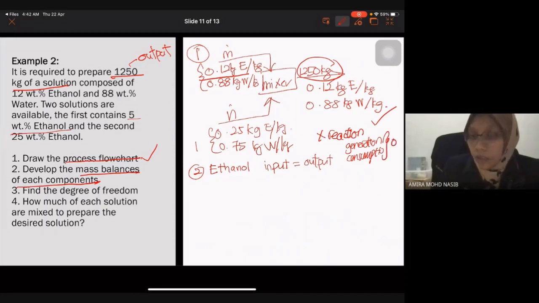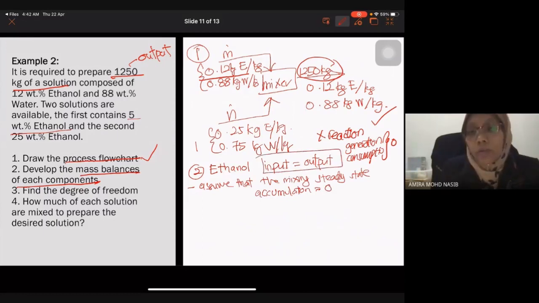Second, you also can state here, assume that the mixing is steady state. When it's steady state, then you don't have any accumulation. Where accumulation equals 0, then you can get input equal to output. Actually, in your test or in your final exam, when you clearly state an assumption like this, you can get extra marks here.